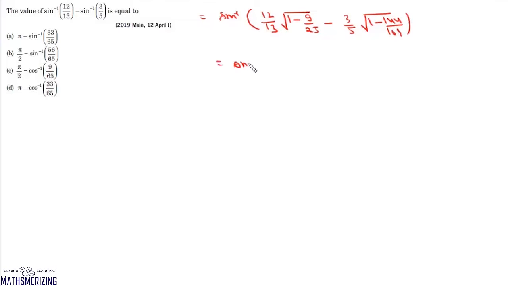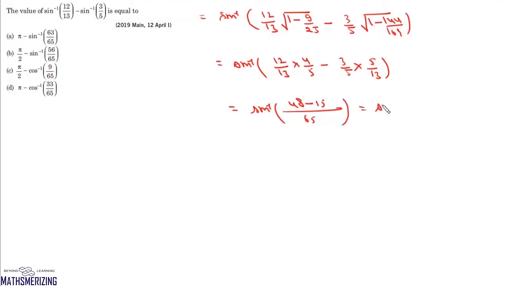So we can write this as sin inverse of 12 by 13 into 4 by 5 minus 3 by 5 into 5 by 13. So it'll be sine inverse of 48 minus 15 upon 65. So we can write this as sine inverse 33 by 65. Now there is no option which matches with it.